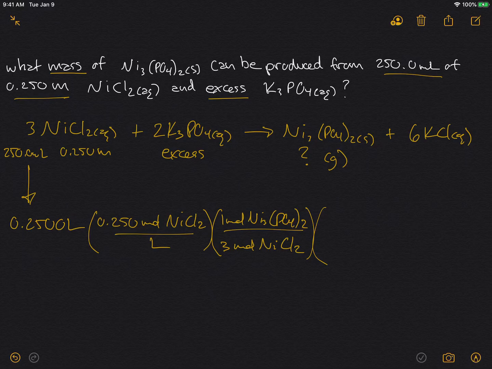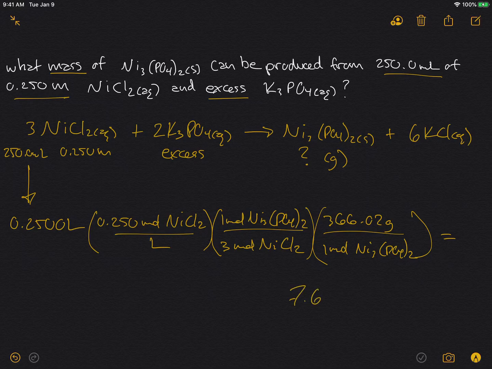We can multiply by its molar mass. 1 mole of this nickel phosphate has a mass of 366.02 grams, and that'll give us grams of nickel(II) phosphate produced. We do this calculation and you get 7.63 grams of nickel(II) phosphate produced in this reaction.